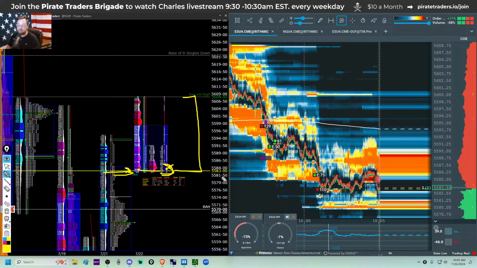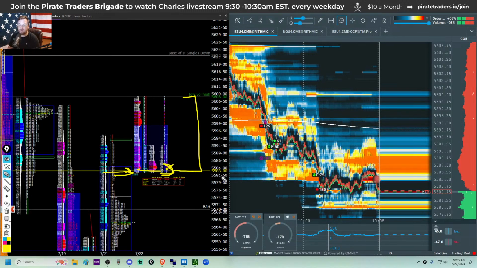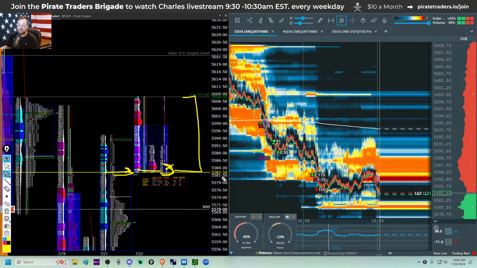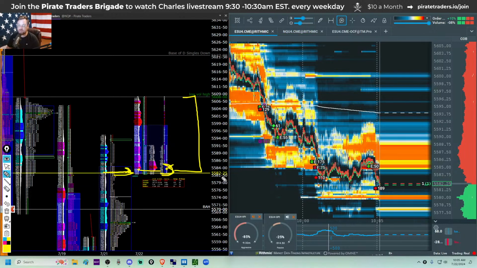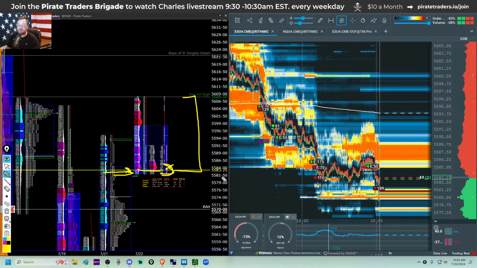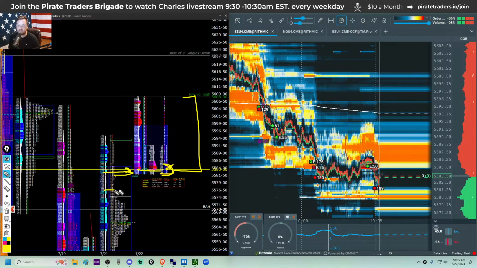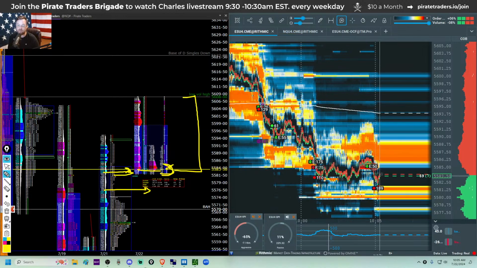So I am still of the opinion that this market is going sideways today or higher, not making new lows, but it does look like this dip wasn't enough. So the next target to the downside is 75.